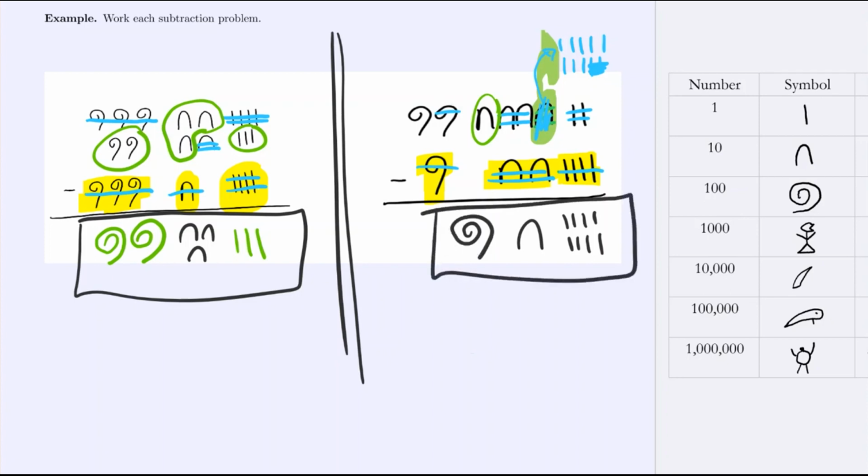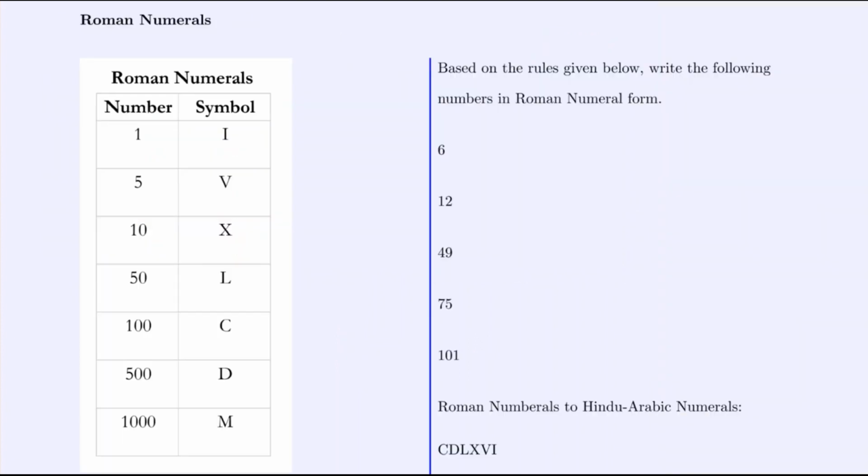And that would be the solution to the subtraction problem in Egyptian numerals. Our next historical number system that we're going to look at is Roman numerals. Now with Roman numerals, we've got these symbols. Again, the symbols will be given on any exam, so you don't have to worry about writing them down, you just need to know how to work with them.